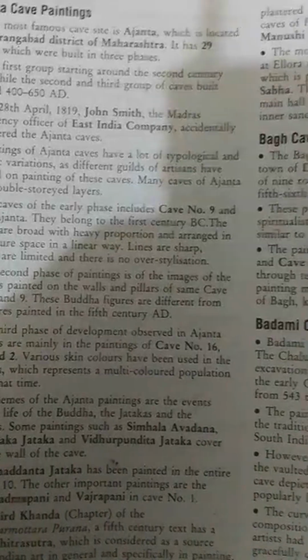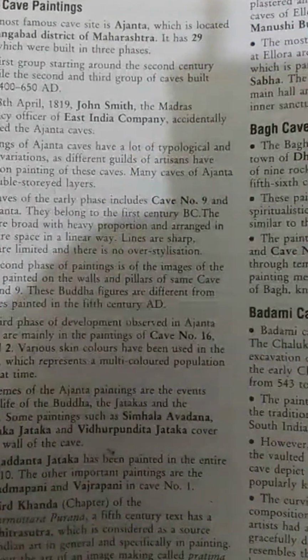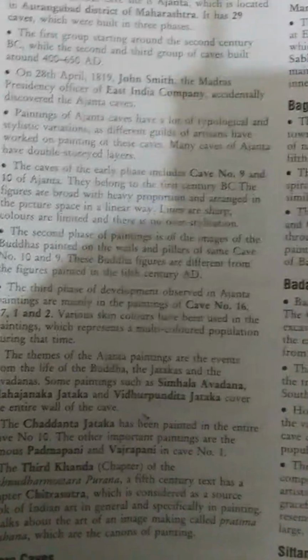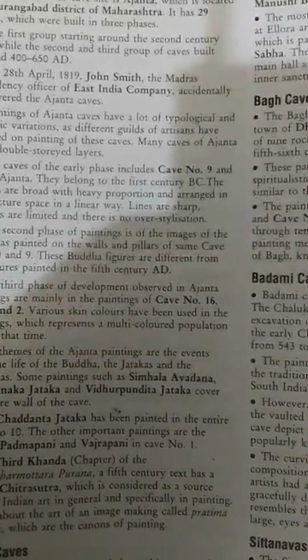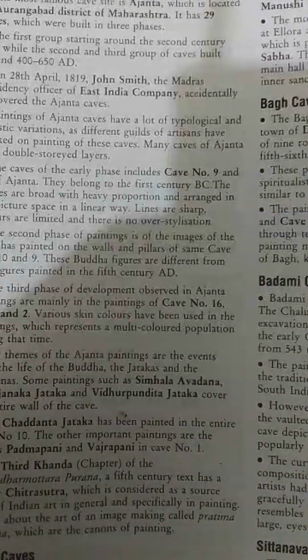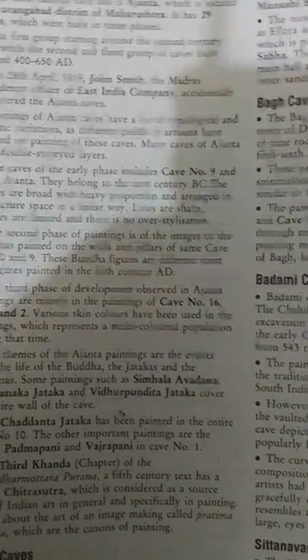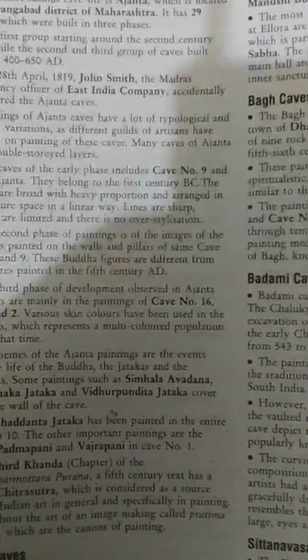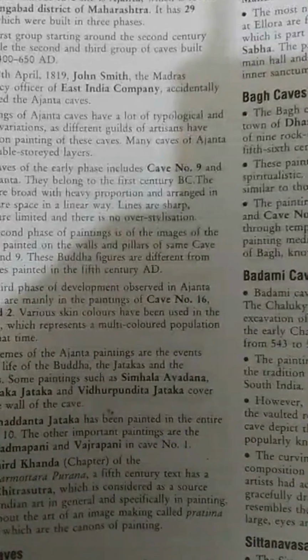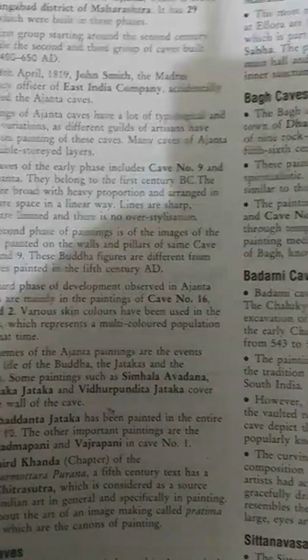Chadanta Jataka has been painted in the entire cave number 10. Other important paintings are the famous Padmapani and Vajrapani in cave number 1. The third khanda of the Vishnudharmottara, a 15th century text, has the chapter Chitra Sutra, which is considered a source book of Indian art in general.